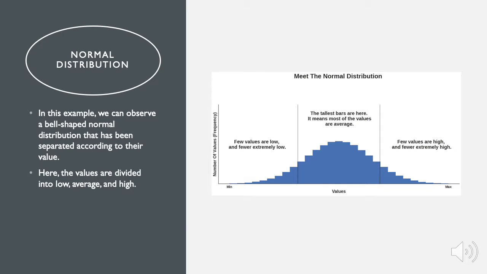A normal distribution. Here we have an example of a normal distribution. In this example, we can observe a bell-shaped normal distribution that has been separated according to their value. Here, the values, as we can see, are divided into low, average, and high. At its extremities, we have extremely low and extremely high.